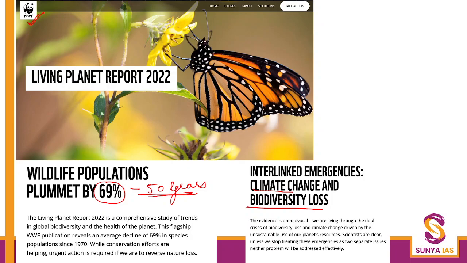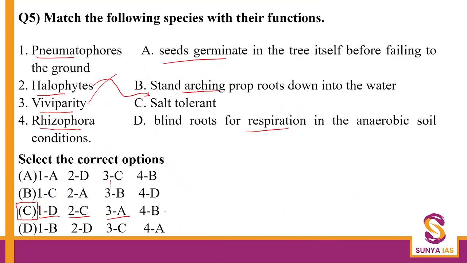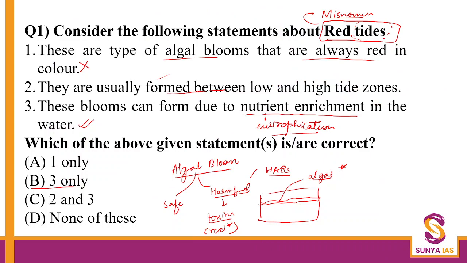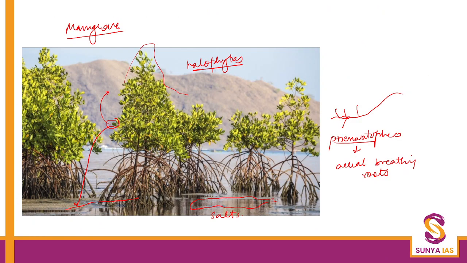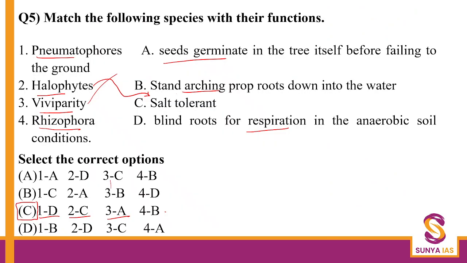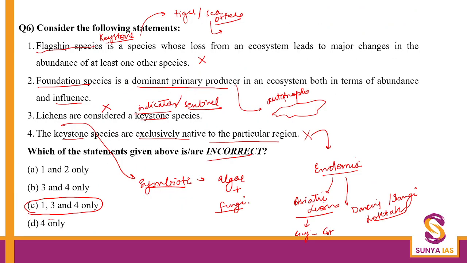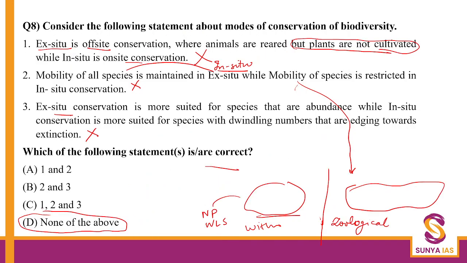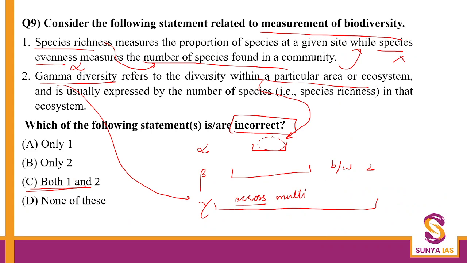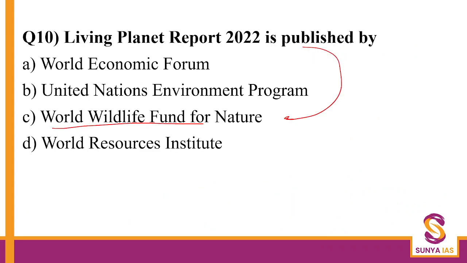Right. So with that, we come to an end of our discussion. We started our discussion with red tides. We then understood what coral reefs are, then mangrove ecosystems, eutrophication, important modifications, then types of species. Then we saw different concepts like ecotone and diversity. Then we saw in situ, ex situ, species richness, species evenness, gamma diversity. And lastly, we end with a very important report from the current affairs perspective, that is the Living Planet Report.